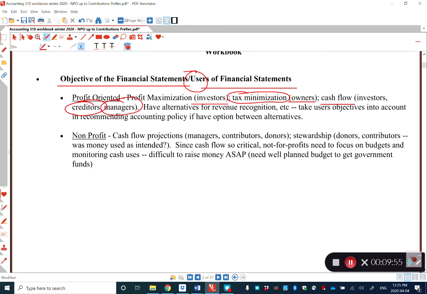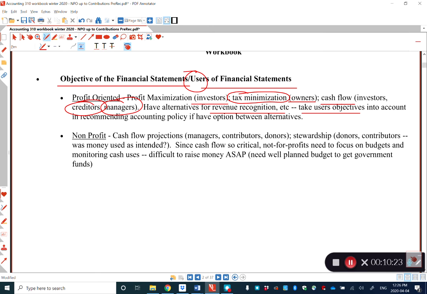They're looking to also take a look at the past performance and gauge where they can make changes. Now, for something like revenue recognition in a for-profit enterprise, there can be alternatives, as we would have seen in previous accounting courses. So the alternatives and the choice for revenue recognition could potentially take into account the objectives of what the users are.